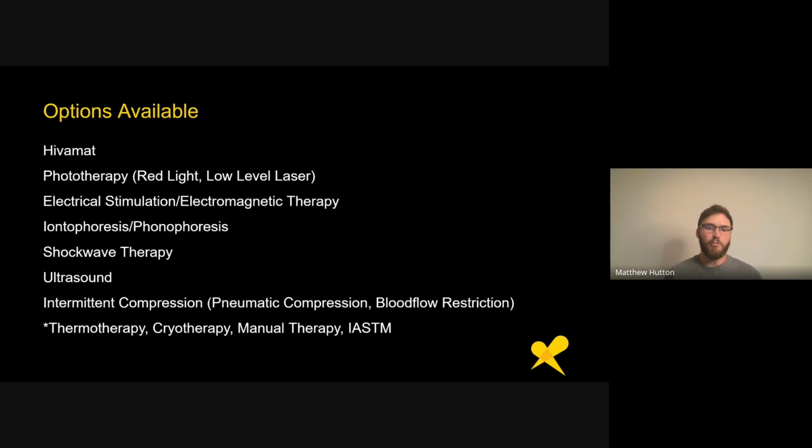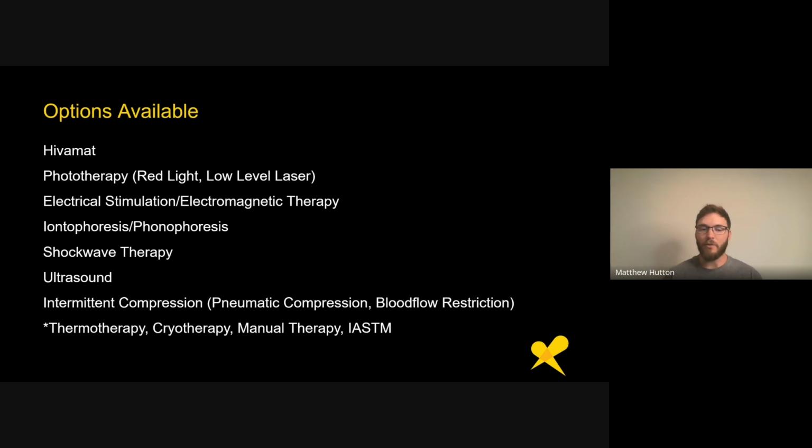Iontophoresis, phonophoresis, these are both different methodologies. So phonophoresis uses ultrasound, iontophoresis uses ions, and you're using basically magnetic poles to drive medication through the skin. And so the concept here is that you're taking some kind of a topical medication and you're driving it through at a faster rate than you would if you just put it on the skin.